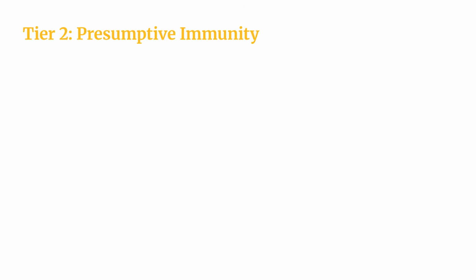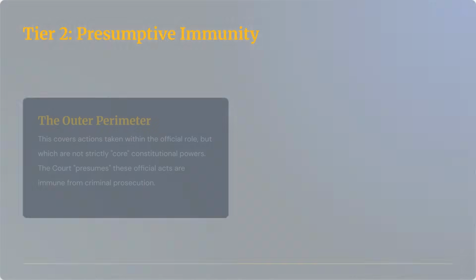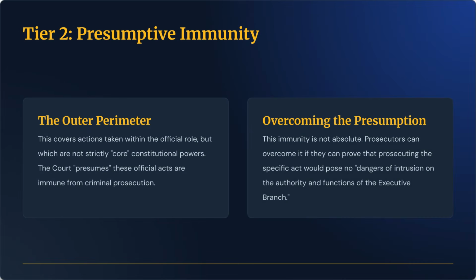Tier 2, presumptive immunity, covers official actions not strictly considered core constitutional powers. This immunity is not absolute. Prosecutors can overcome it by proving no intrusion on the executive branch's authority would occur from the prosecution.